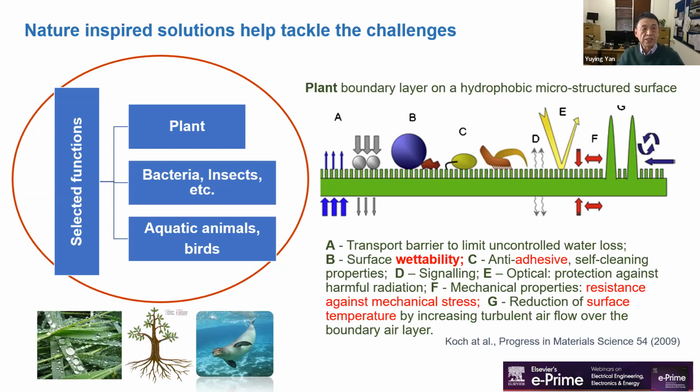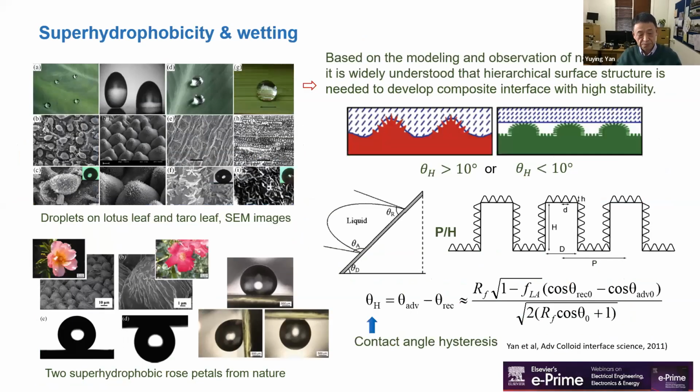For example, the typical functions of the plant boundary layer on hydrophobic microstructural surfaces can be identified, such as surface wettability, anti-adhesion, self-cleaning properties, and surface temperatures. Surface superhydrophobicity with self-cleaning or anti-adhesion properties can be found in typical plant leaf surfaces, such as the lotus leaf and rose petals. Based on the modeling and observation of natural objects, it is widely understood that a hierarchical surface structure is needed to develop a composite interface with high stability. This will be greatly helpful for fabrication of heat transfer surfaces and microchannels and for electronic cooling.